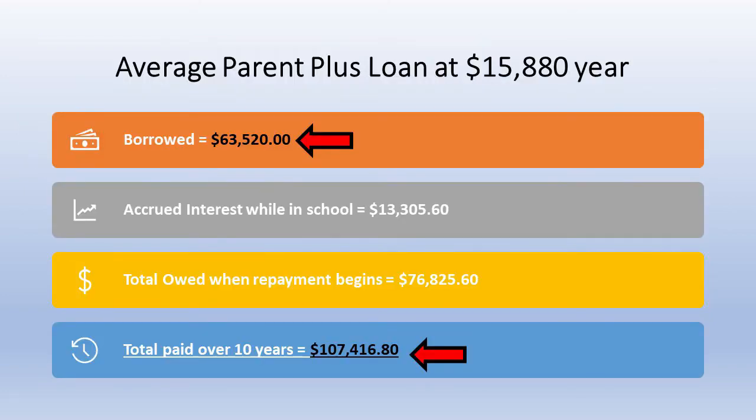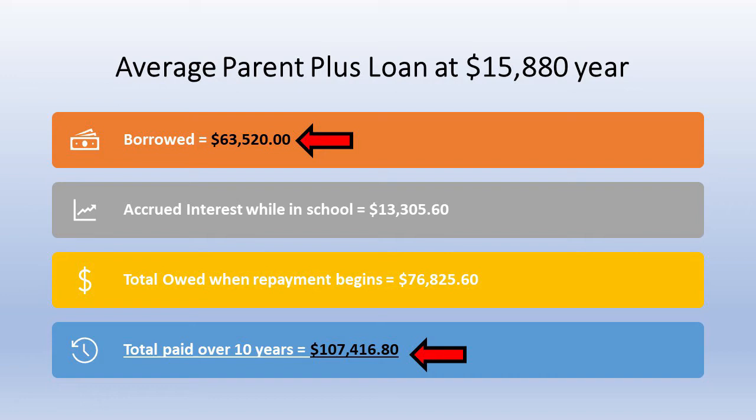Then next we get into kind of the scary range where you start looking at Parent Plus loans. The average Parent Plus loan right now, parents are taking out $15,880 a year. So I just went with the average. So over 4 years, that would be about $63,520. And as you can see, over 10 years, that is a lot of money that the parent will have been paying.